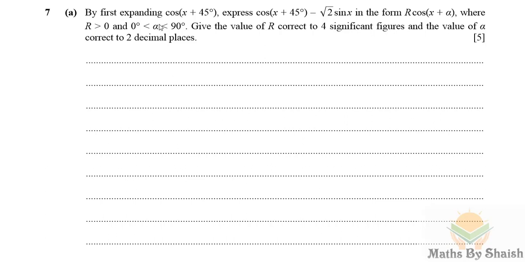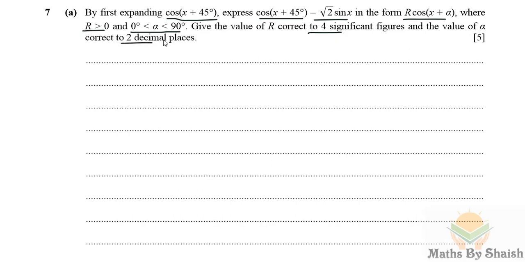By first expanding cos(x + 45 degrees), express cos(x + 45 degrees) minus root 2 sin x in the form r cos(x + alpha), where r is greater than 0 and alpha is between 0 and 90 degrees. Give the value of r correct to 4 significant figures and the value of alpha correct to 2 decimal places.